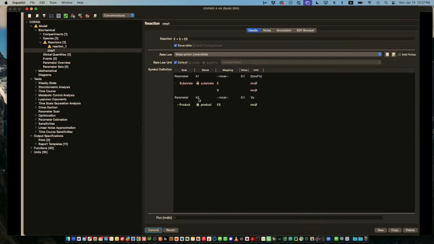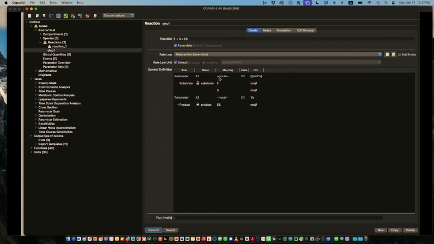Now you could do this as one way only. I could define just the forward reaction and then just the reverse reaction. But what I've done here by giving this equal sign is I'm defining it as a reversible reaction, so you only have to enter it once, right?